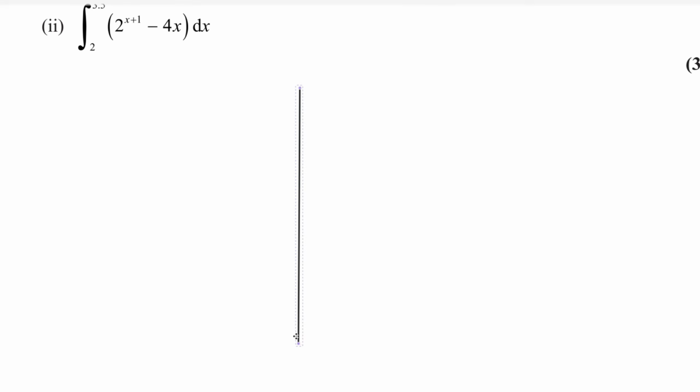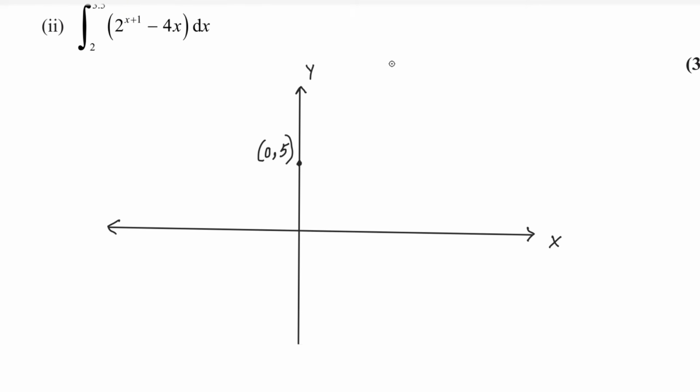This is the y-axis, x-axis, and then I will use the same shape like the first case. This is the x-axis and here it is the y-axis. The y-intercept will be 5, somewhere here it is 5. When x equals 0, y is 5, and it goes this way. As the value of x increases, y increases.